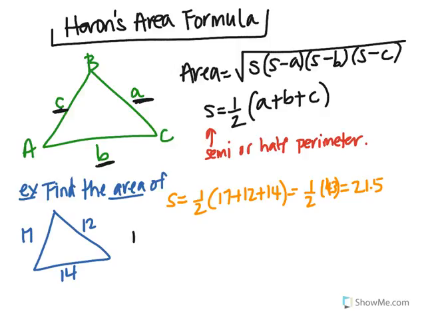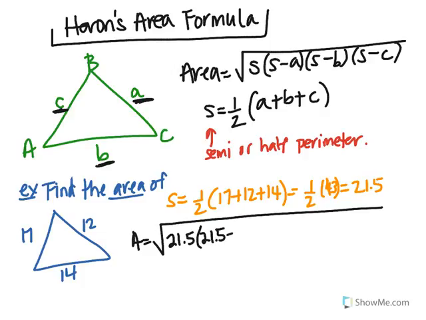So now when we go ahead and find the area is equal to the square root. And what you're going to go ahead and do is plug in your numbers. So you're going to take the semi-perimeter, which is 21.5 times, and then you're going to do 21.5 minus each of the side lengths. It doesn't really matter which one's A, B, and C. So I'll start with 12, then 21.5 minus the next one, 17, times 21.5 minus 14, that last one.